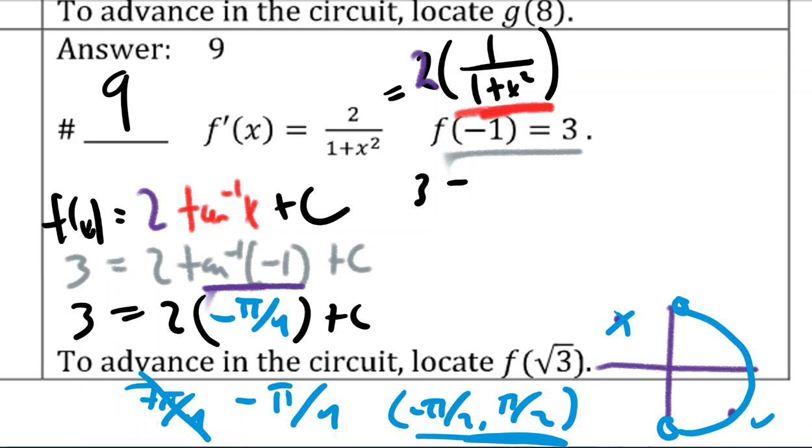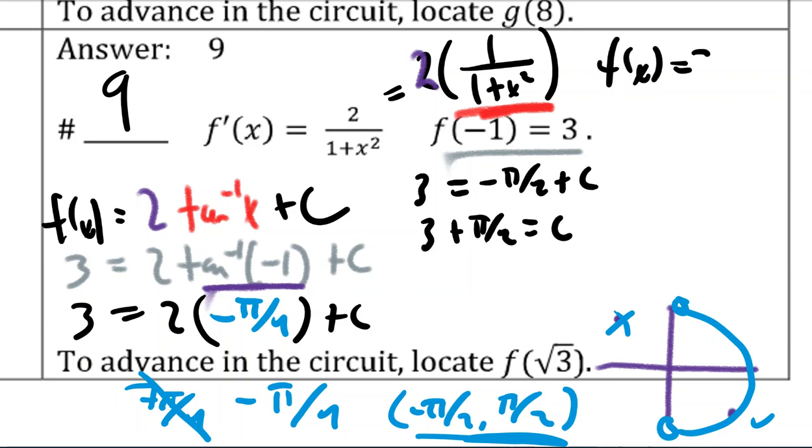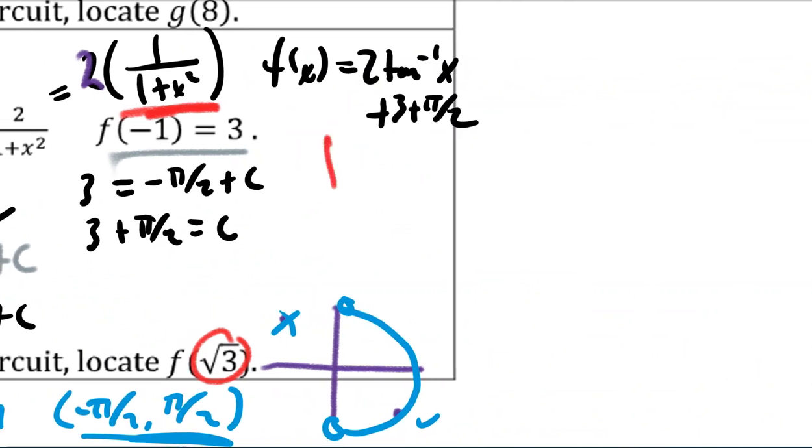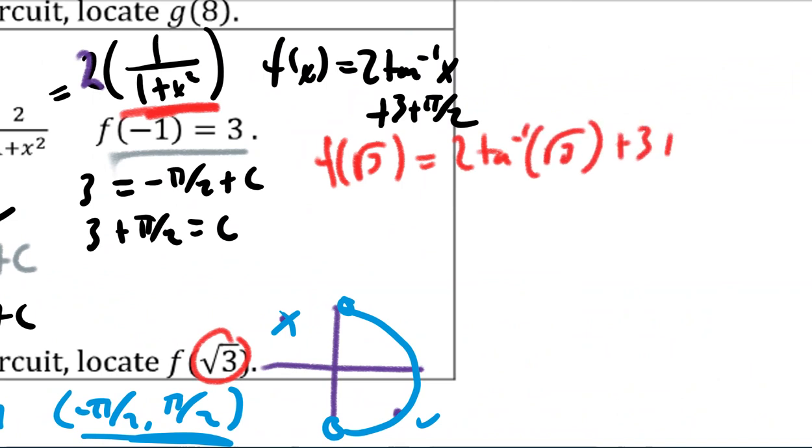Alright, so then that gives us 3 is equal to -π/2 plus c, or 3 plus π/2 is c. So the function with c plugged in looks like that. And then we need to evaluate at square root of 3. So plug in a square root of 3 for x, and then we need to solve this.